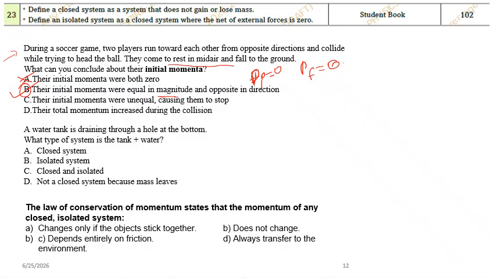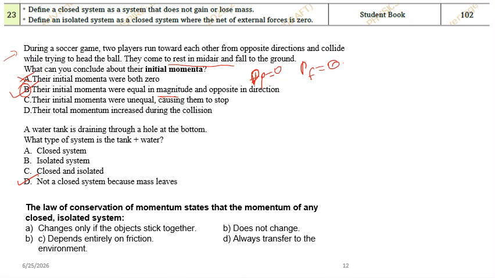Okay. A water tank is draining through a hole at the bottom. What type of system is the tank of water? Its mass is losing, so obviously it will be an open system, not a closed system, because the mass is leaving. Okay, so D will be the correct answer.